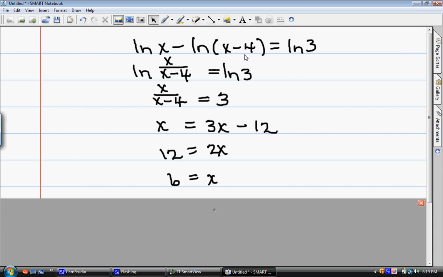If I put a 6 here, this becomes 6 minus 4, which gives me 2. That's also a positive number, so that would be okay. If either one of these were a negative, I could not take the natural log of that number. The answer would be void, and this problem would have no solution.